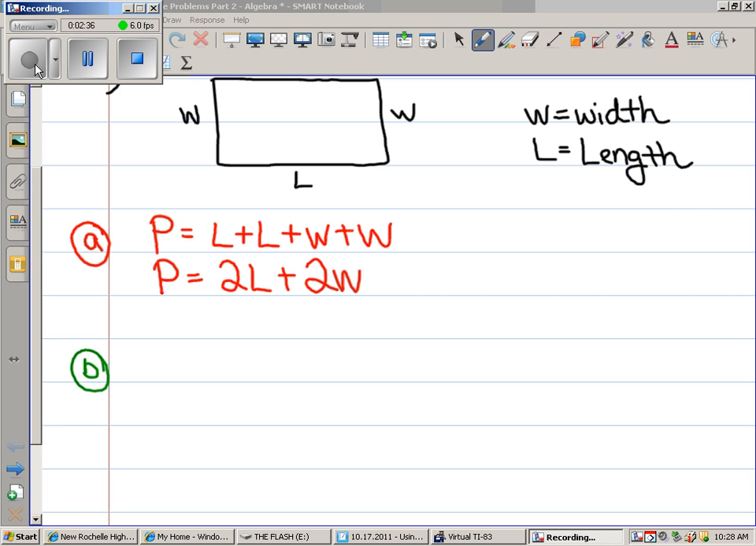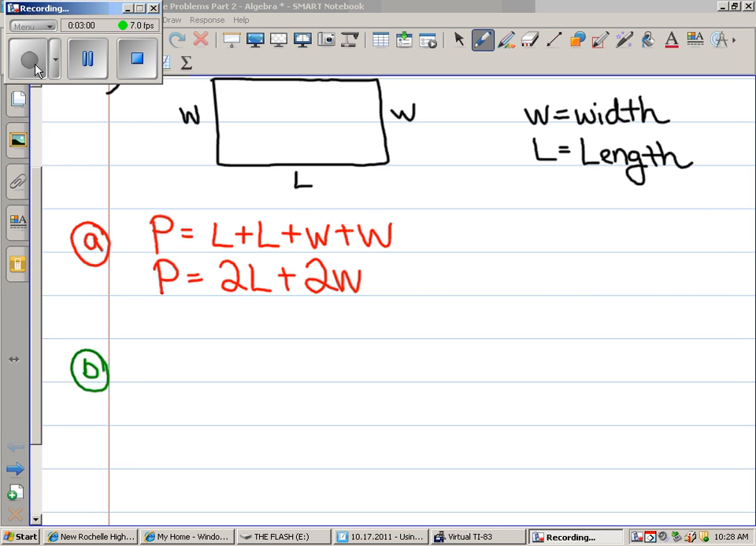Let's do part B. Now we have to read the problem. Now that we drew a picture, we got our formula down, right? Let's think about what we are being asked to solve for. What are we trying to find? We're trying to find the length. What are we going to fill in? In other words, what are we going to substitute in? There are some numbers in that problem. Where do they go?